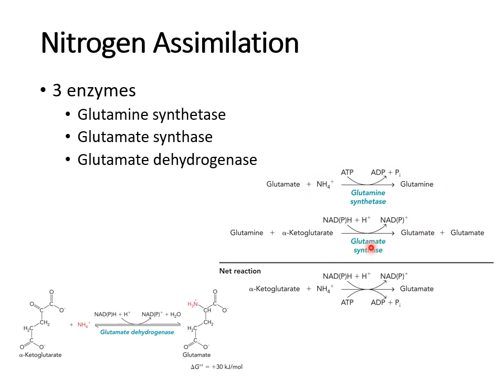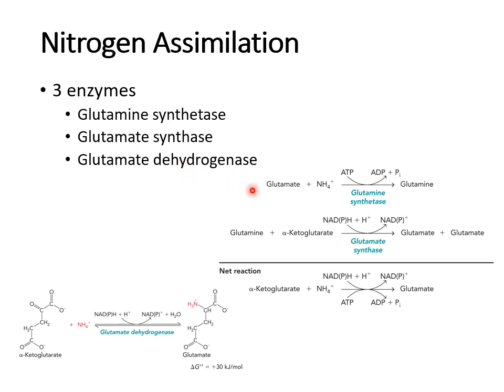The first two, I always laugh when I tell students about them because they're basically self-explanatory. So I can ask you, what does glutamine synthetase do? Well, it synthesizes or produces glutamine. Then glutamate synthase will synthesize or produce glutamate. The third one is the only one that has a slightly different name to it.